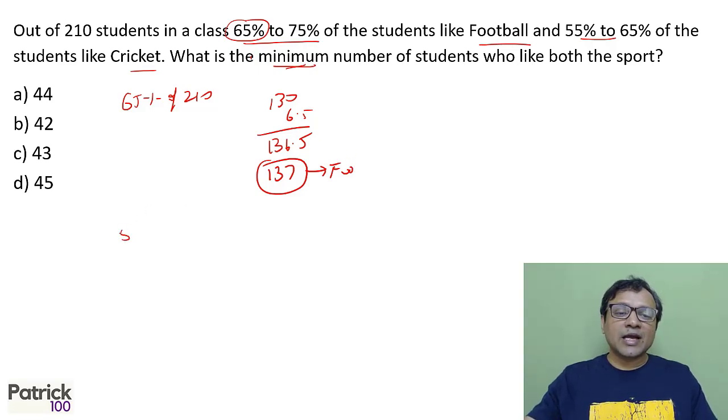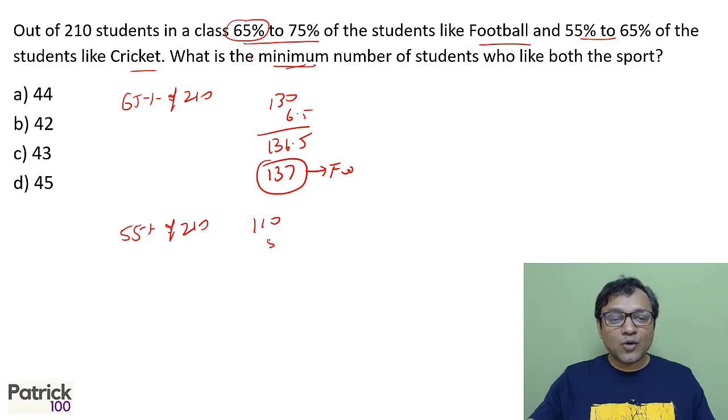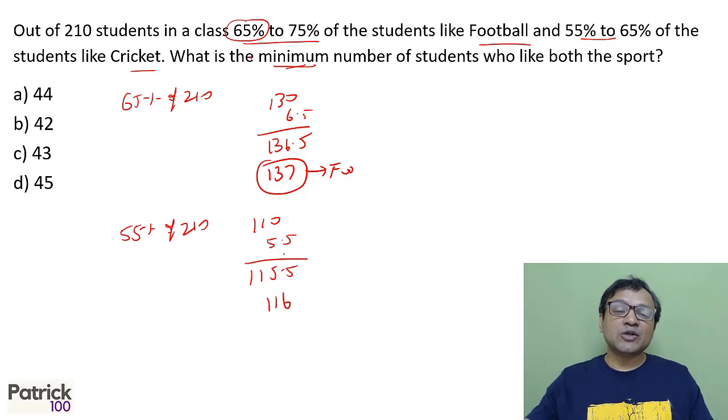Similarly, for cricket, the minimum will be 55% of 210. 55% of 200 is 110, and 55% of 10 is 5.5. So it becomes 115.5, which means again the minimum will be 116, because the value should be bigger than this.